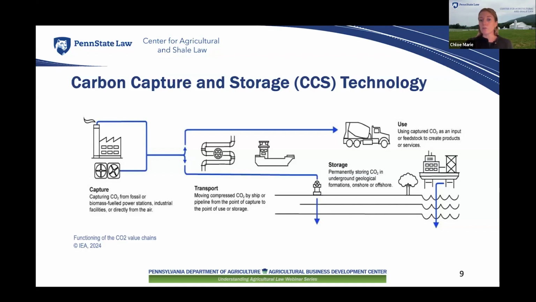And finally, in the storage stage, the captured CO2 is stored permanently on the ground in geological formations to prevent it from reaching the atmosphere. These formations include deep saline reservoirs, depleted oil and gas fields, or unminable coal beds. These areas consist of porous rock layers, which are capped by non-porous rock, effectively trapping the CO2 on the ground.